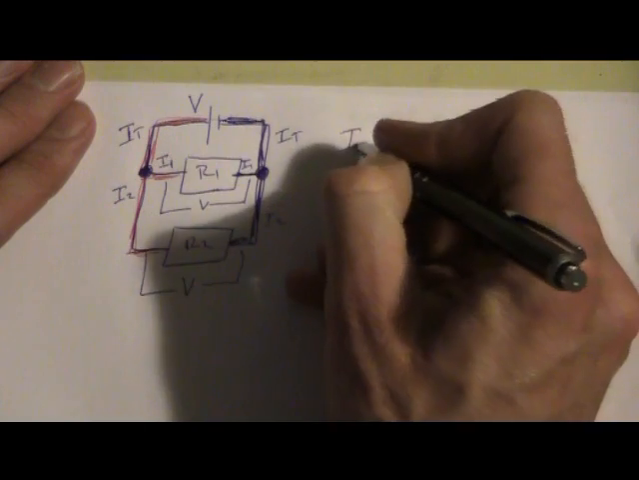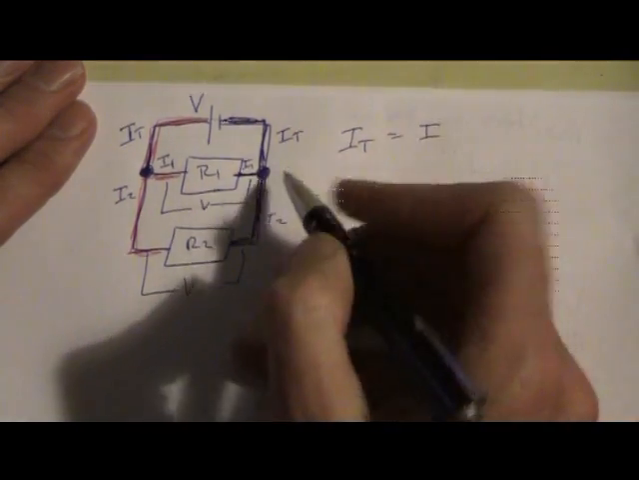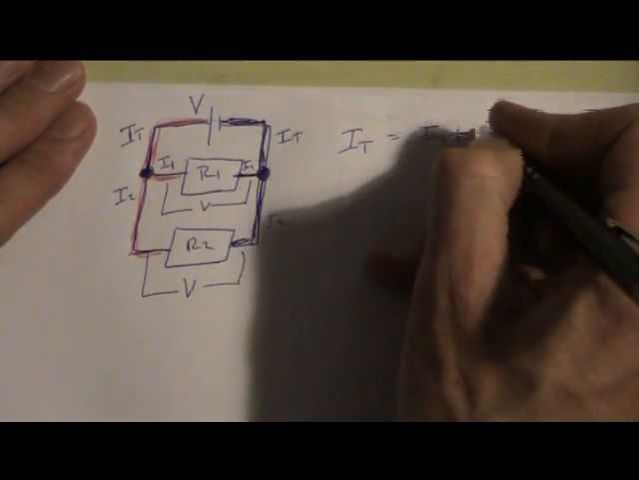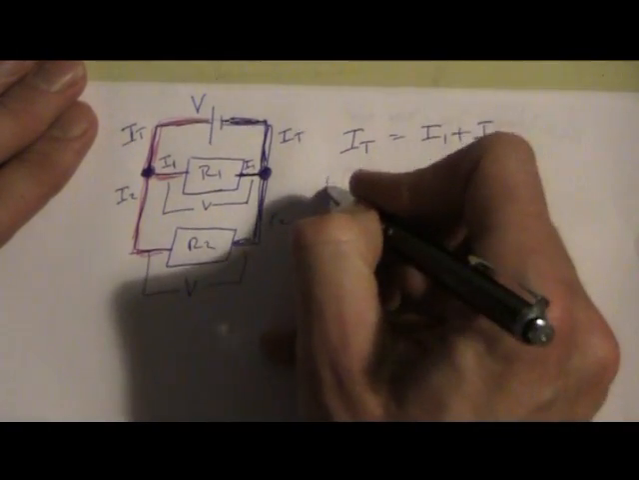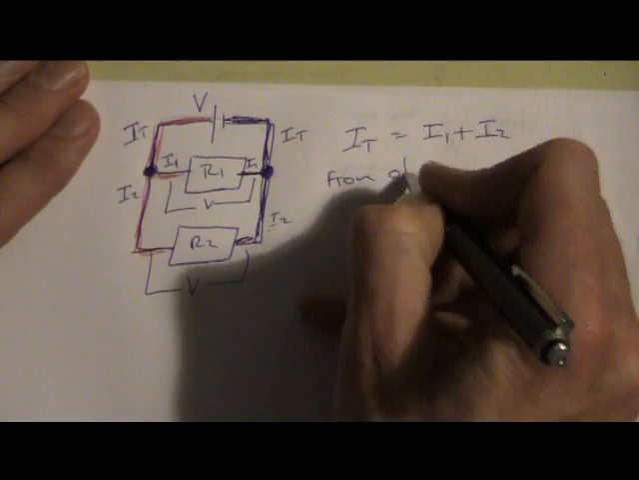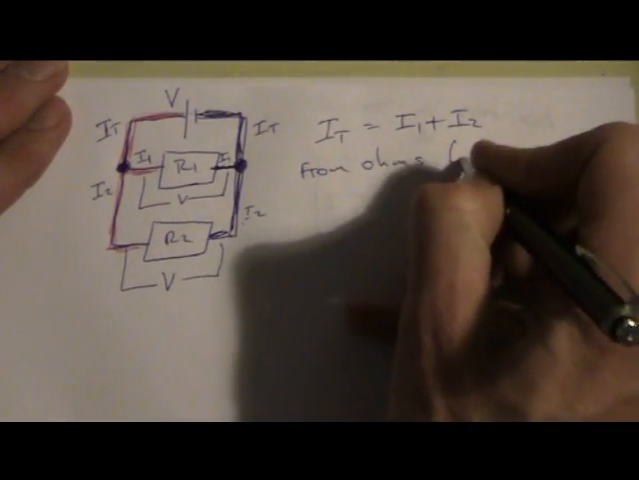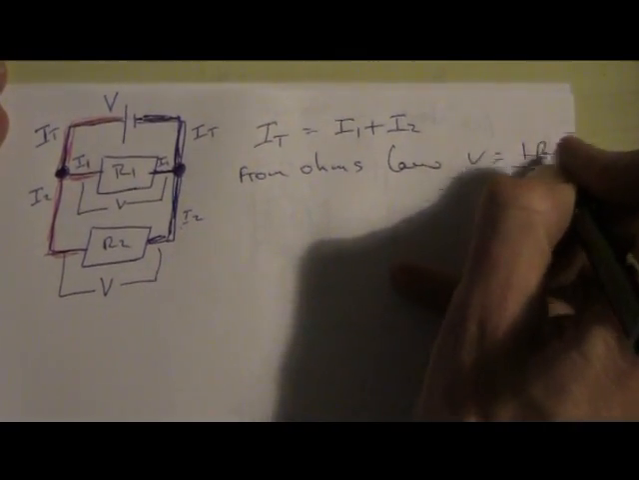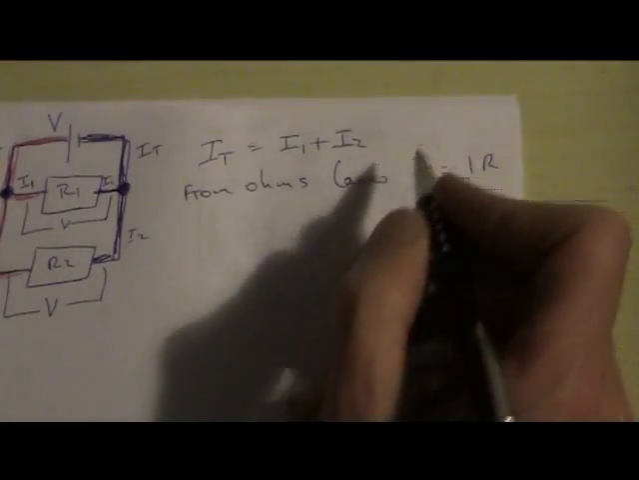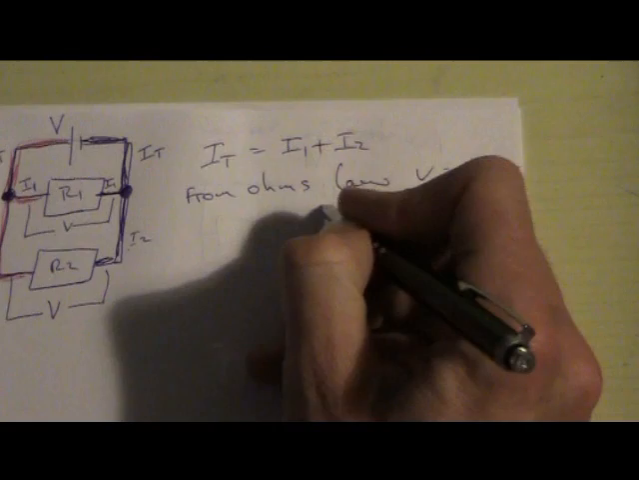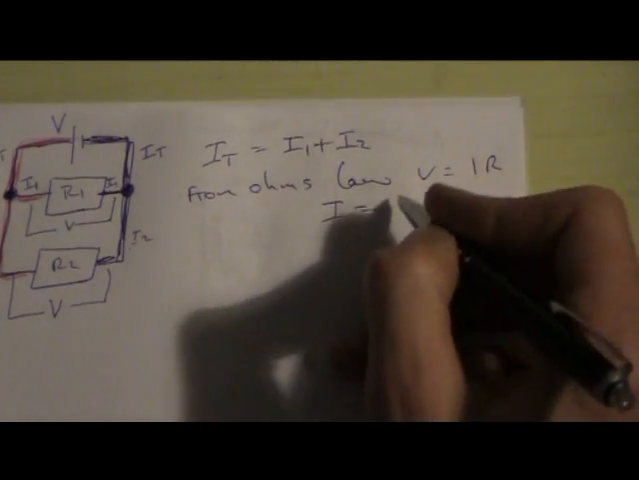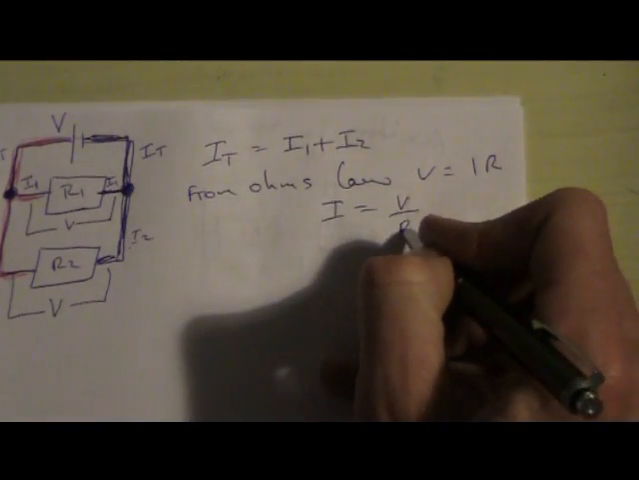So total current is equal to I1 plus I2. Now from Ohm's law, we know V equals IR. In terms of I then, I is equal to V over R, bring your R across, it'll go under the line.